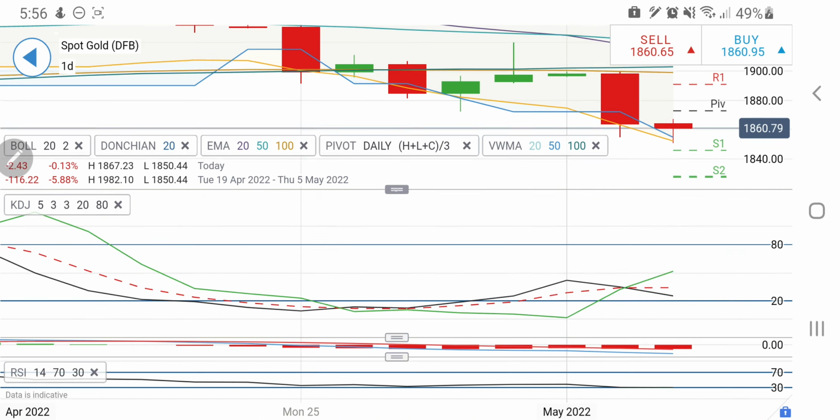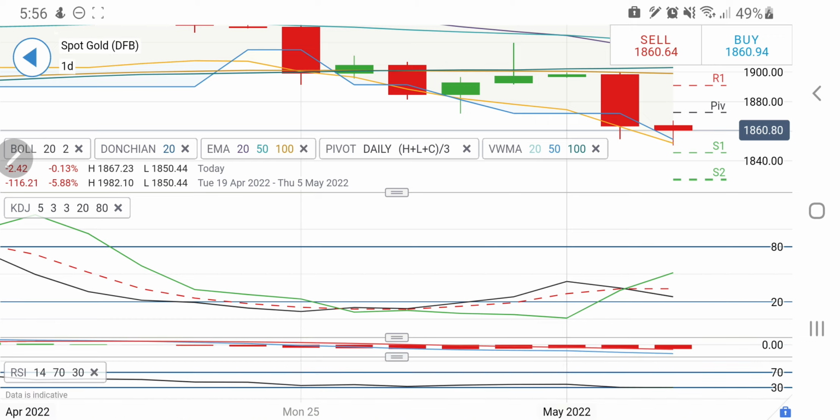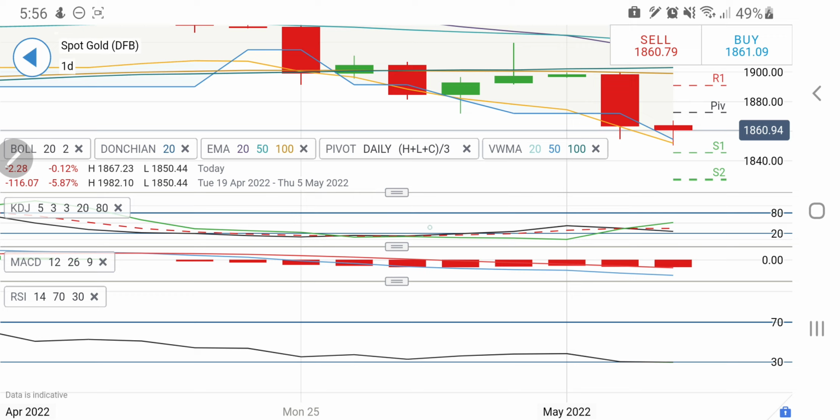Now look at the daily stochastic. It is also still on sell, looking downwards, indicating probably bearishness out there. MACD is still on sell, wide and divergent, almost indicating bearishness. And see the RSI near to oversold. So considering this, let me summarize.